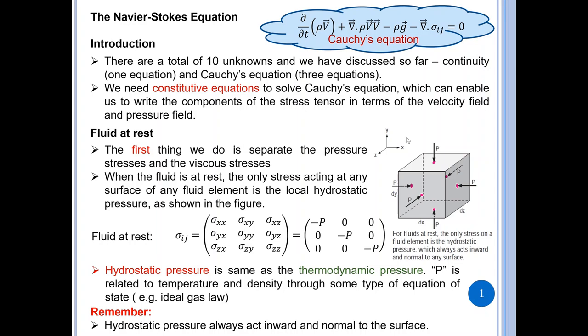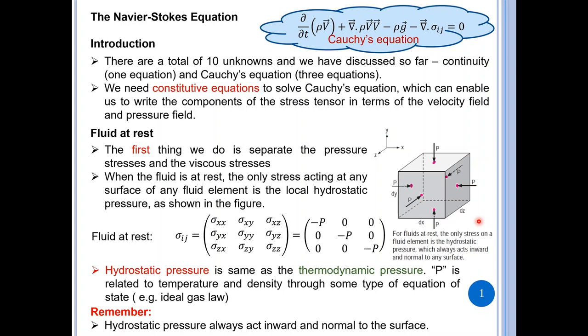If you remember this stress tensor, the diagonal components are the pressure stresses and off-diagonal components are the viscous stresses. When the fluid is at rest, the only stress acting at any surface of any fluid element is the local hydrostatic pressure, which is being shown here in the figure. Now this pressure is always acting normal to the surface and always acting inward.